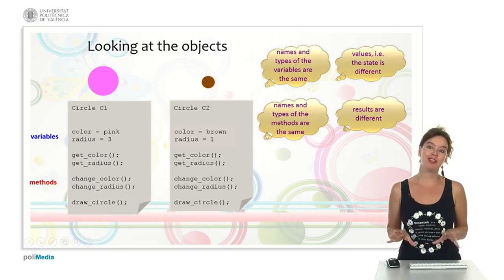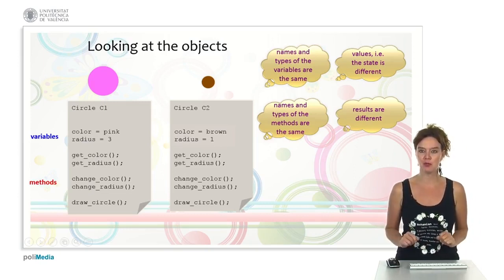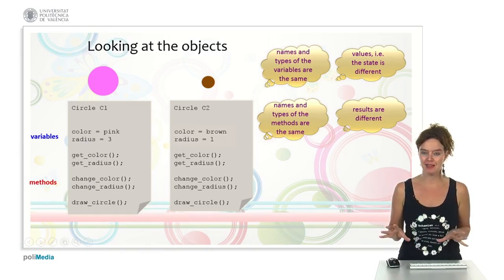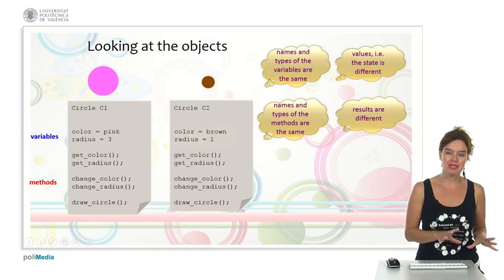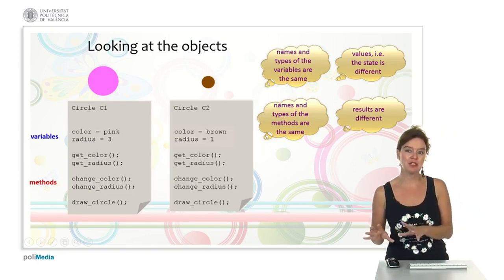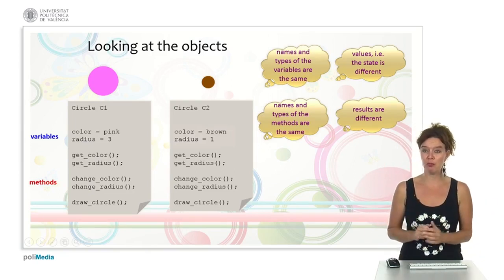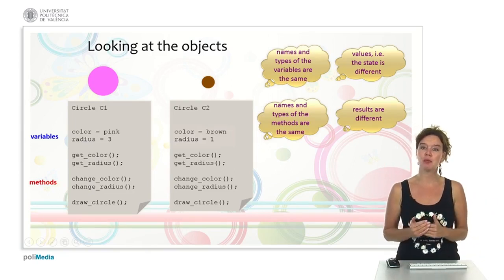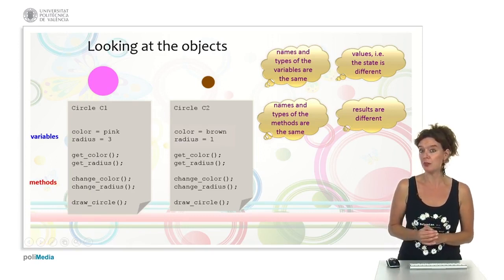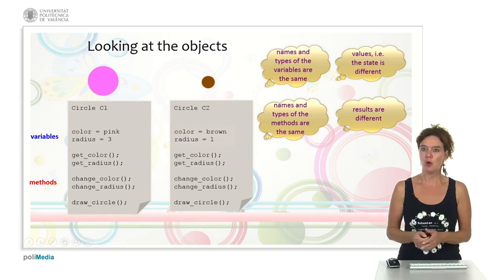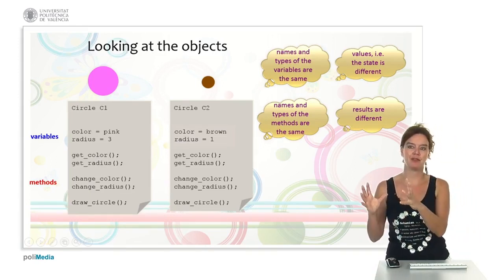The only thing that is different between the two objects are the values of the variables, or the state that these objects are in. So the names and the types of the methods are the same, but the results are different because the state is different. If you ask what is the color of a pink circle, you will get the result pink. And if you ask what is the color of a brown circle, you will get the result brown, obviously. So the method is the same. The result is different because the state is different.